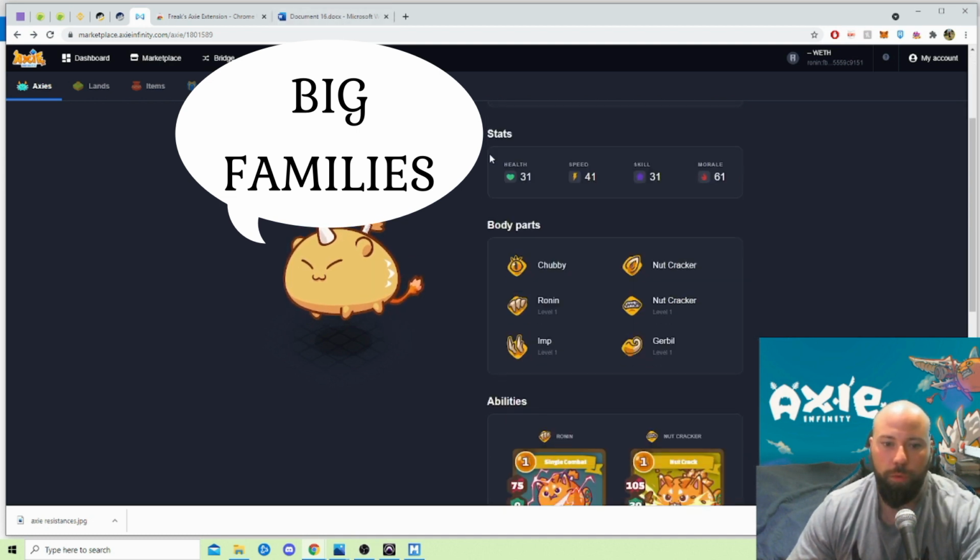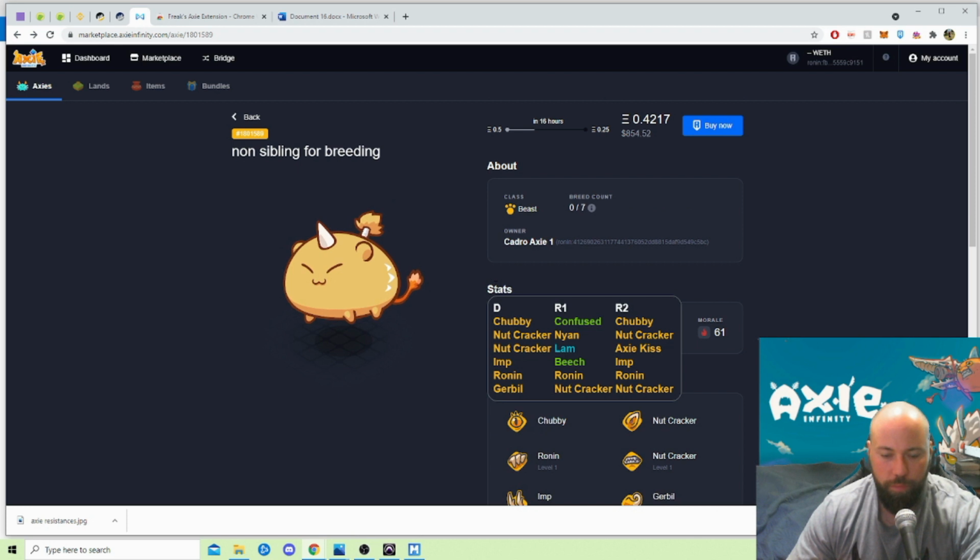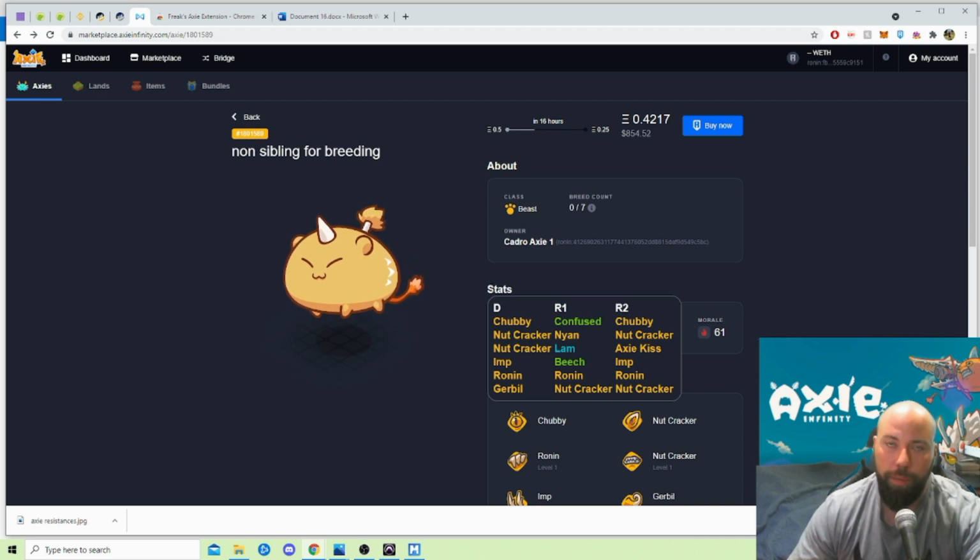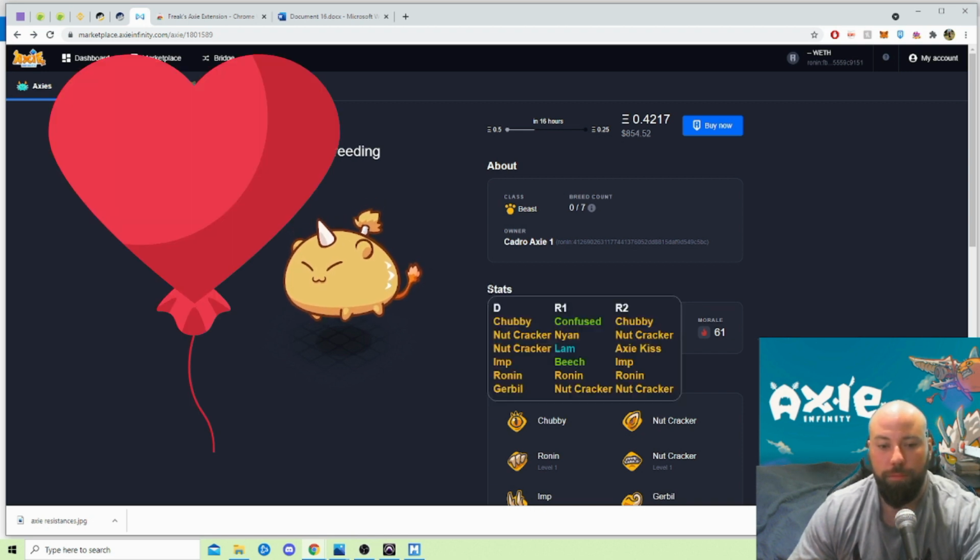So we've talked about statistics. We've talked about the genes. You get the genes obviously from your parents. The 2 Axies that come together. No, they don't have to be male or female. It's just 2 Axies that you have coming together to breed.